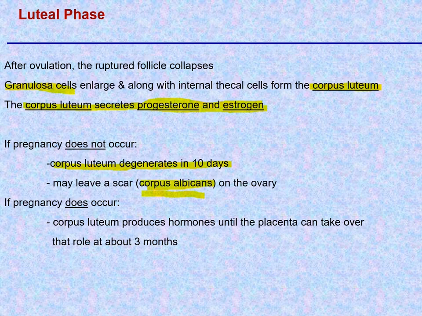However, if pregnancy does occur, then the corpus luteum will maintain hormone production until the placenta can take over at about 3 months. So these hormones continue to be produced with fertilization of the egg. They continue to be produced by the corpus luteum until the placenta takes over later, quite a bit later.